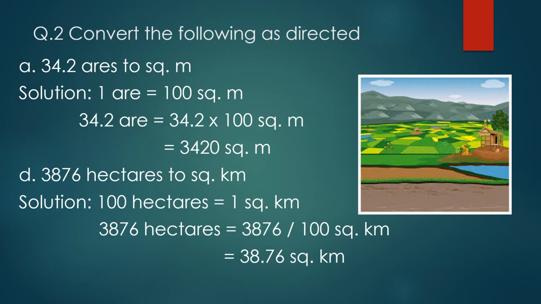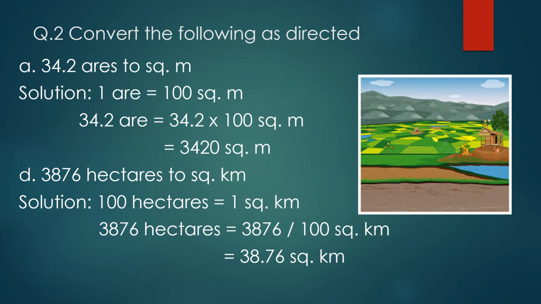Now we all know that 1 are is equal to 100 square meters, right? Again we are converting from bigger unit to smaller unit, so we will multiply by the conversion. So here 34.2 ares is equal to 34.2 into 100 square meters. As we all know the decimal rule, 100 has two zeros, so the decimal point will move towards the right two places. And that's how the answer is 3420 square meters.